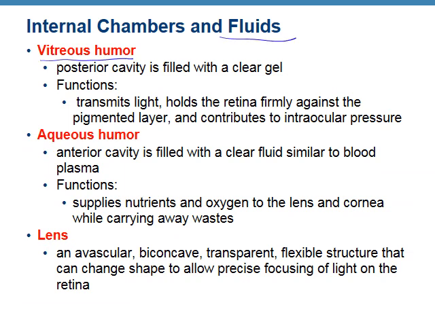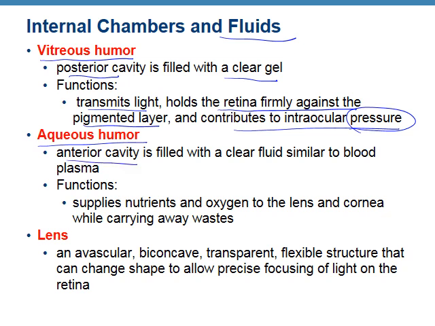So we have vitreous humor, posterior cavity filled with a clear gel. It transmits light, holds the retina firmly against the pigmented layer, and contributes to the intraocular pressure. The aqueous humor is the anterior, so usually A and A is how I remember this, is filled with a clear fluid similar to blood plasma. It's going to supply nutrients and oxygen to the lens and to the cornea while carrying away waste.